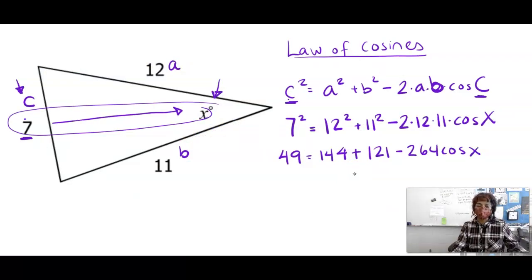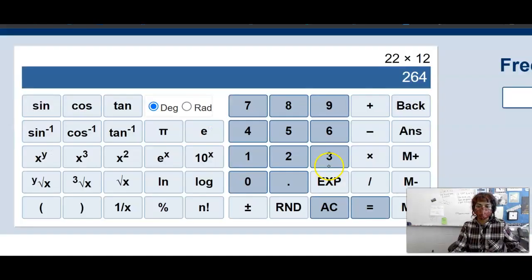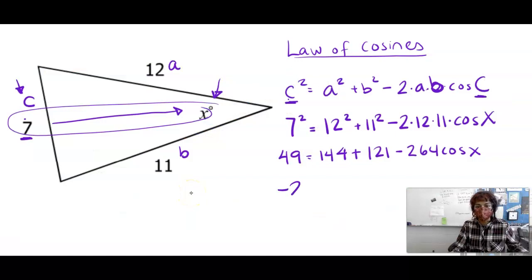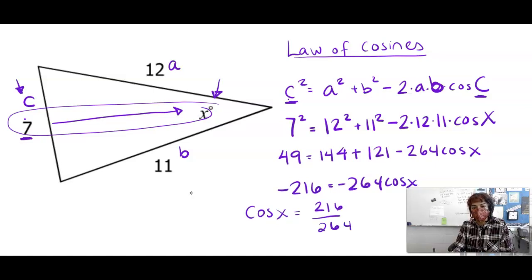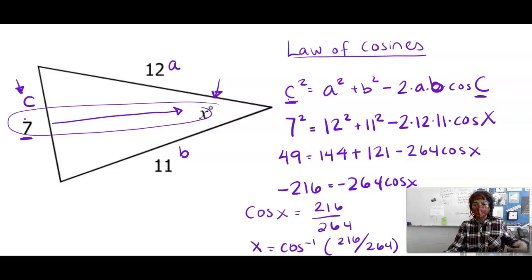Okay, so now let's move everything to the other side. So 49 minus 144 minus 121. So that's negative 216 equals negative 264 cos x. And if you can see that, you're going to get cosine of x is equal, we'll just cancel the negatives out. So I get 216 over 264, or x equals cos inverse of 216 over 264.